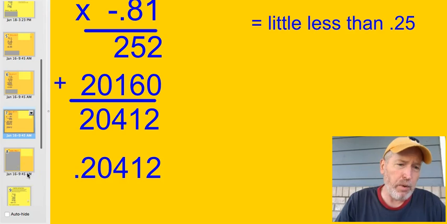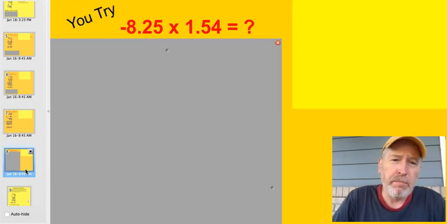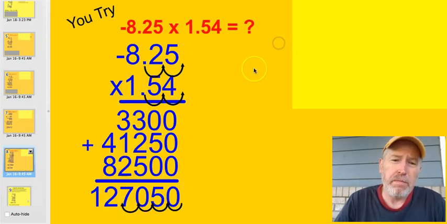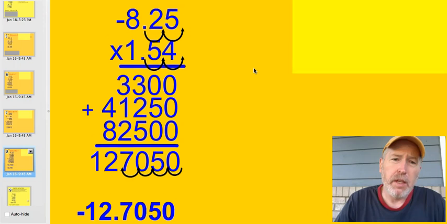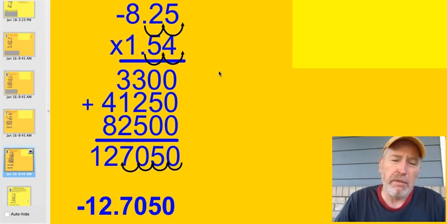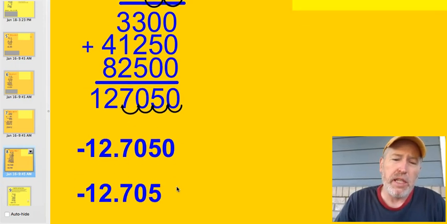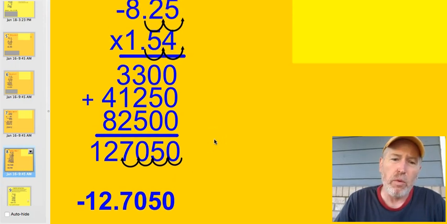All right, last pause problem before I do a little bit more work. Negative 8.25 times 1.54. Go ahead and give it a shot. All right, here's your answer. It's a big one. Now you've got a negative times a positive, so your answer is going to be negative. Negative 12.7050, which is really the same as negative 12.705. You can drop that trailing 0 if you want.